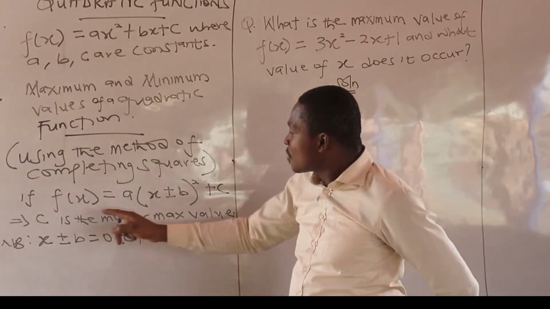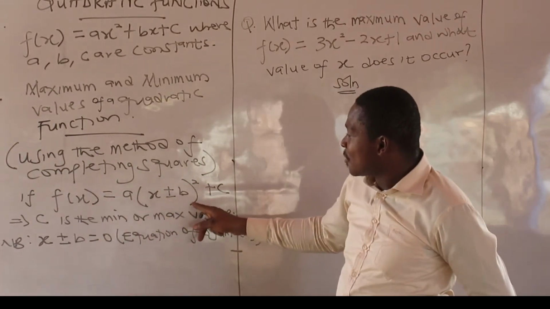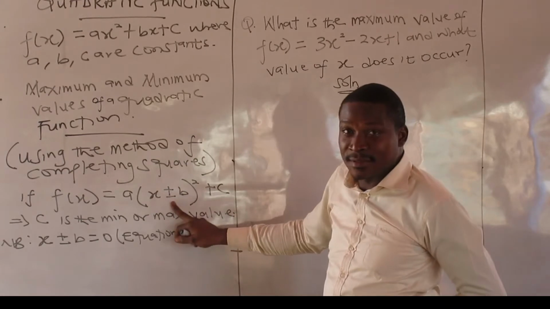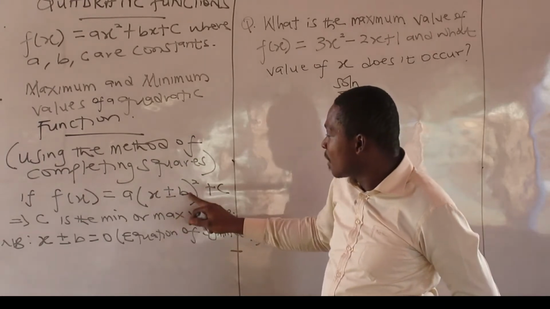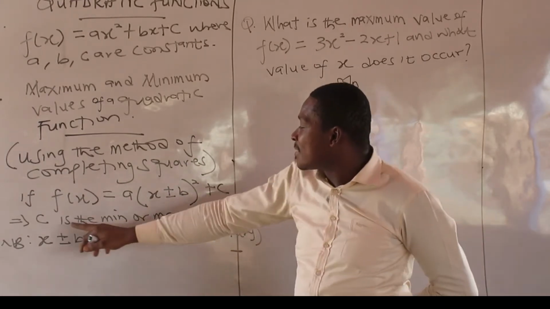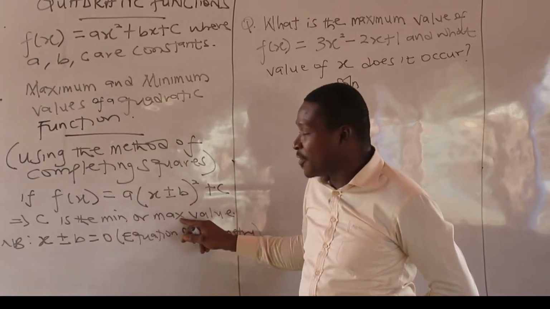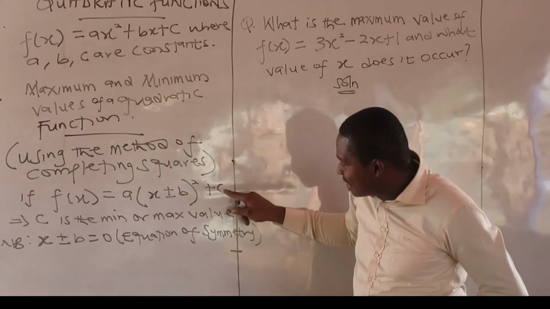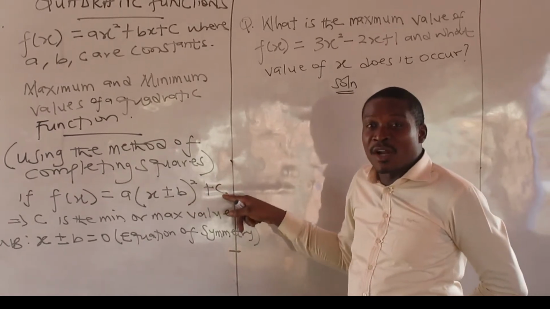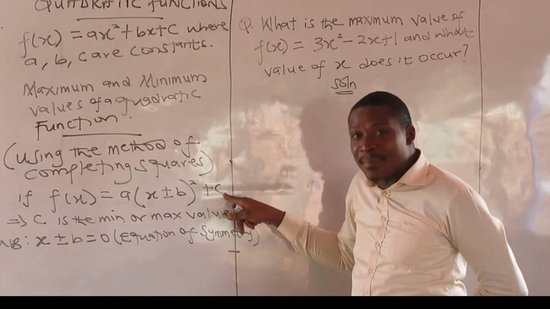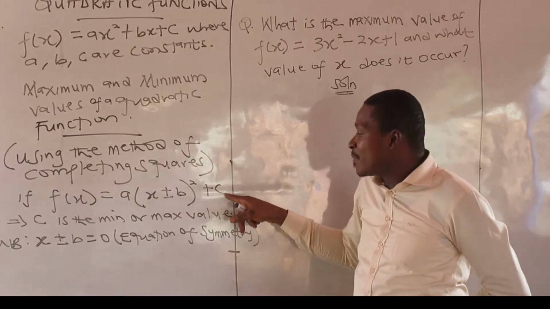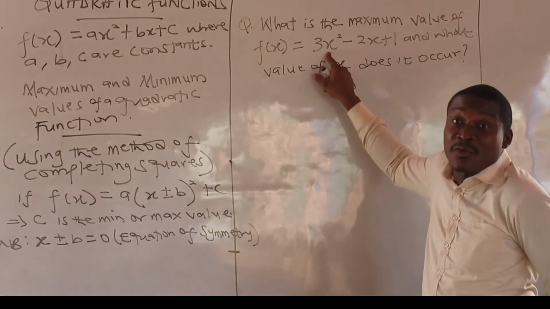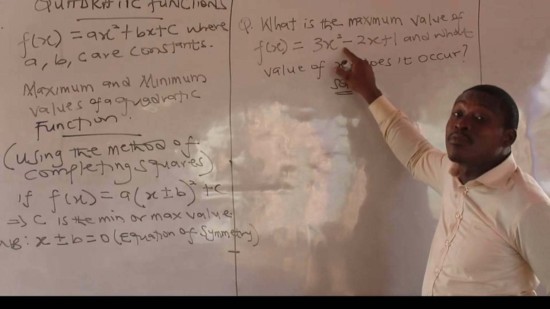So if f of x equals this, I'm going to change this function to look like this. I'm going to show you how to do it. a times (x plus b) squared plus c. Then c is the minimum or maximum value. When you convert your equation to look like this, c happens to be your minimum value. The same c here can also be your maximum value. What does it mean? This can be a minimum curve in case we are plotting. This can also be a maximum curve.